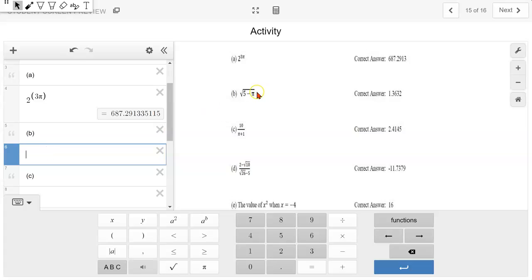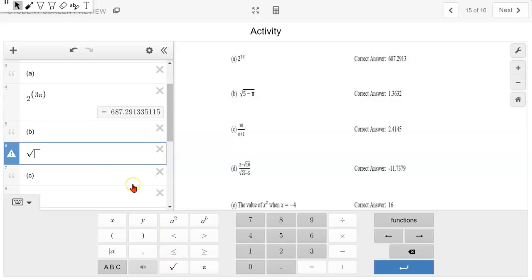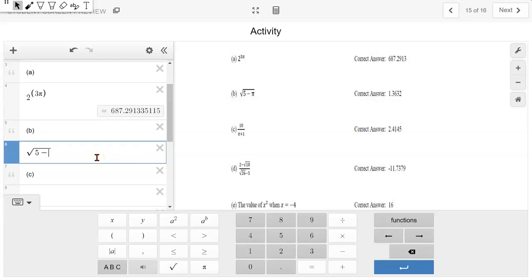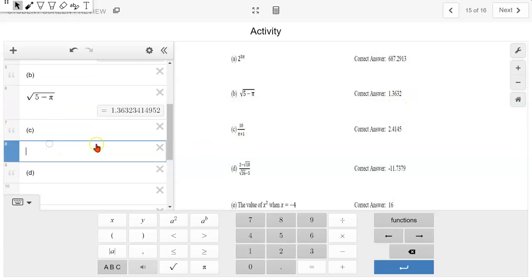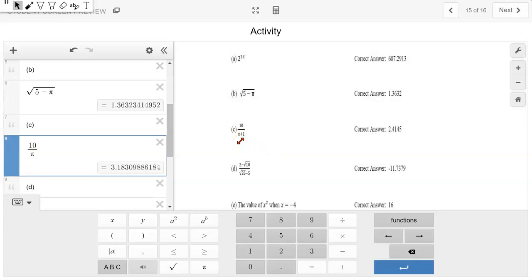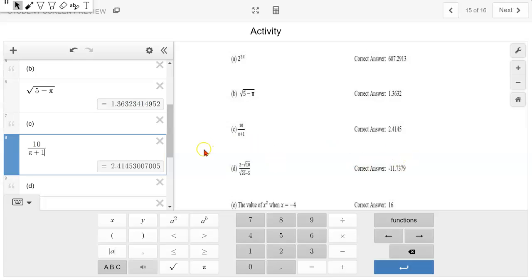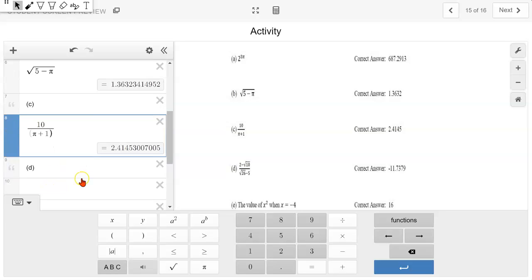Letter B, square root of 5 minus pi. So again, square root, you can type sqrt or click the square root here. 5 minus, type pi, and you will see that that is the correct answer. Letter C, 10 over pi plus 1. So 10 divided by, you just have to type pi plus 1, and that is correct. In other calculators, you're going to need to use parentheses here, for the denominator.